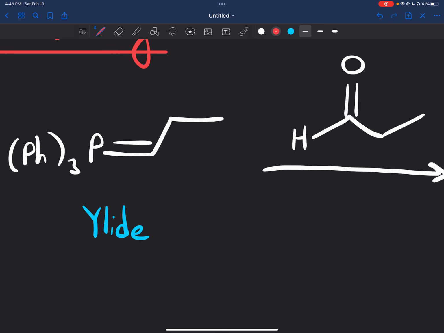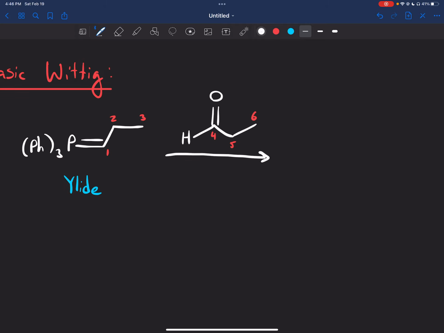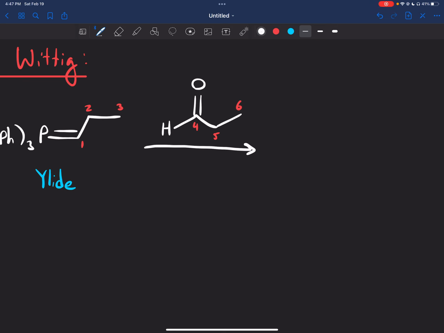So with the Wittig, it can be a little bit complicated. The easiest way to make sure you're getting everything right is to number. So I number this chain, I number this chain, and there's no specific way to number it. The numbering is just so you can keep track of the carbons. It's totally up to you. The carbon of the carbonyl that's double bonded to the O is going to connect to the carbon double bonded to the phosphorus. So 4 and 1 have to connect.